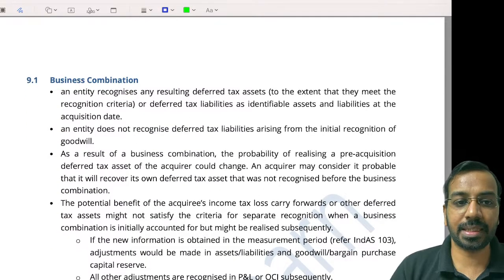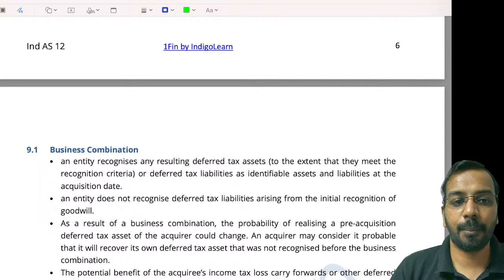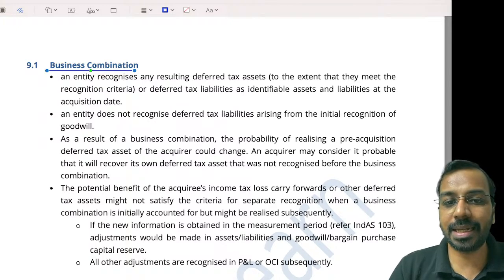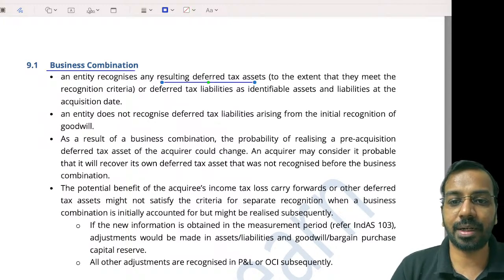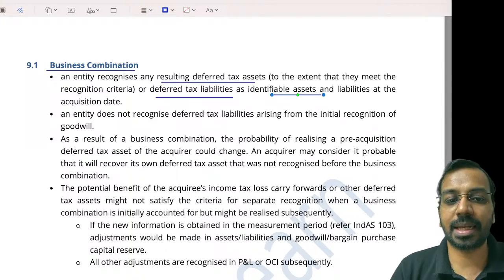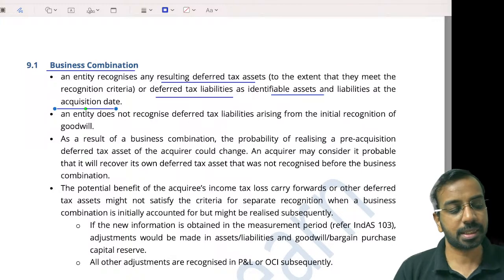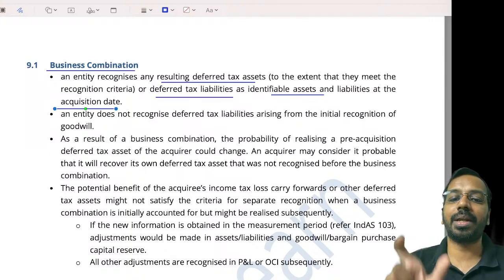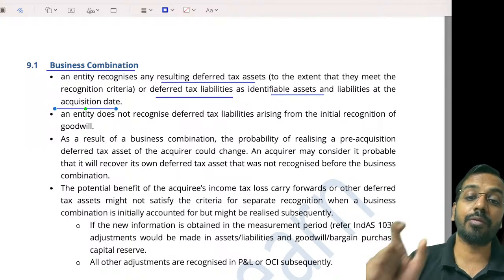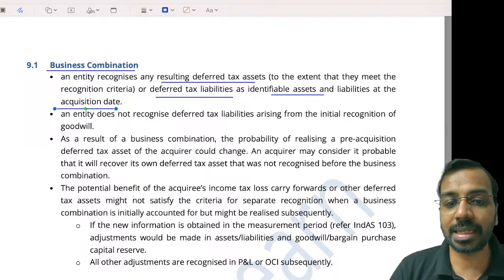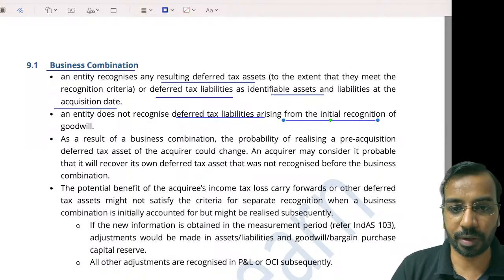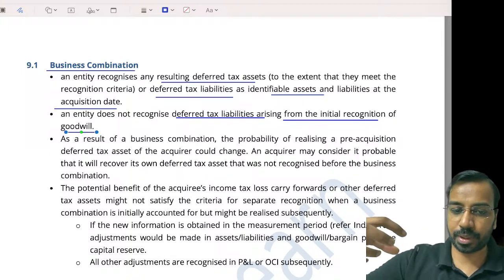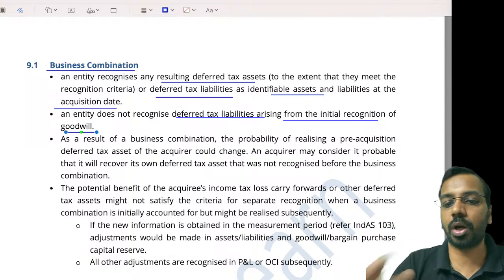Now, specific cases and practical application. Business combination. Whenever there is a business combination transaction, then you will recognize any resulting deferred tax asset and deferred tax liability as identifiable assets and liabilities on the acquisition date. So here what you need to keep in mind is, whatever is the deferred tax component, whether it is an asset or a liability, you will treat them as a separate asset or liability for the purpose of calculation of goodwill. Then you will not recognize deferred tax liability arising from initial recognition of goodwill. So that is one more thing that you will not recognize on initial recognition of goodwill. In India, again, you know that goodwill thing, you may not get a deduction and hence you will not recognize.